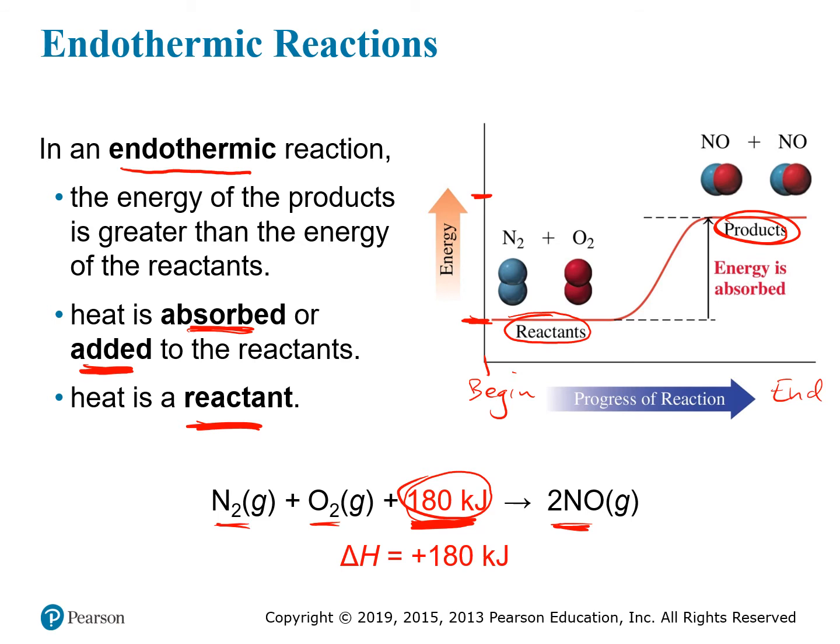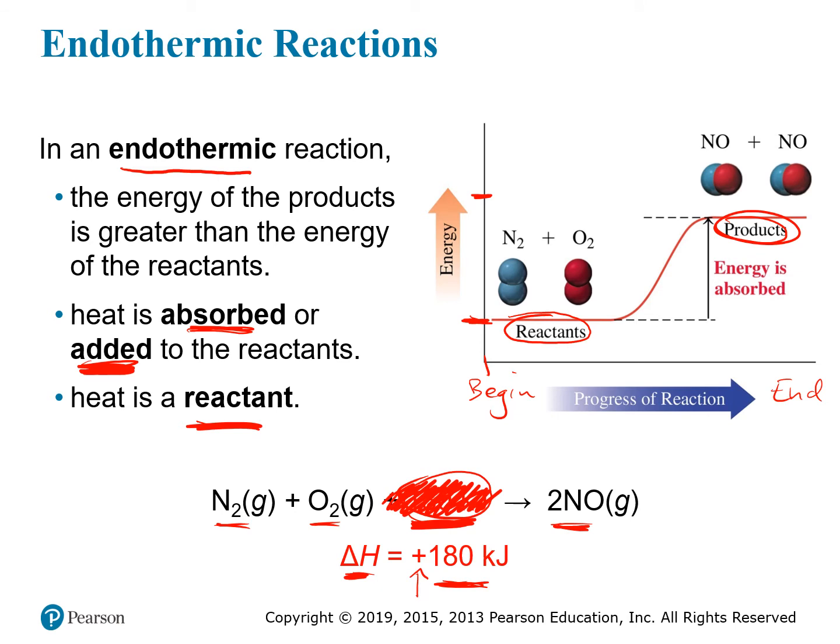Or again, the other way to show this would be to leave the energy term out of the reaction altogether, just show the material components in the reaction equation, and then quote the delta H value next to it. So in this case, you would say delta H equals 180 kilojoules. But again, now we're talking about an endothermic reaction where heat is absorbed or added to the system of atoms. And so since heat is being added to the atoms, the delta H has a plus sign.